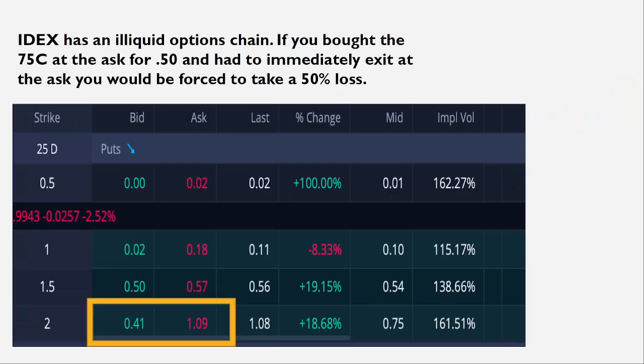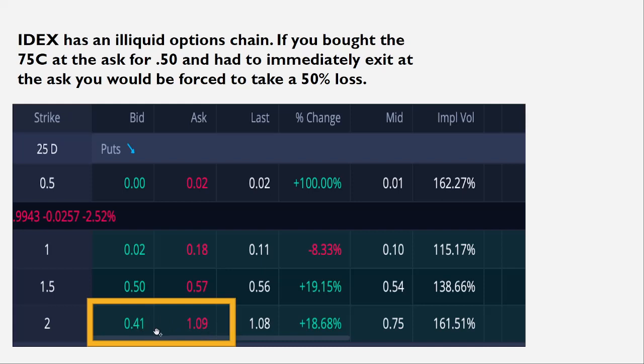IDEX here. We all remember that one. This has an illiquid options chain. Say we wanted to buy the 2 put. The bid is 41 cents and the ask is 1.09. That is a huge loss. I think I did the math wrong here, but if you had to exit immediately for whatever reason and were forced to sell at the bid after buying at 1.09, you'd have to take a massive loss. So you don't want to do that.